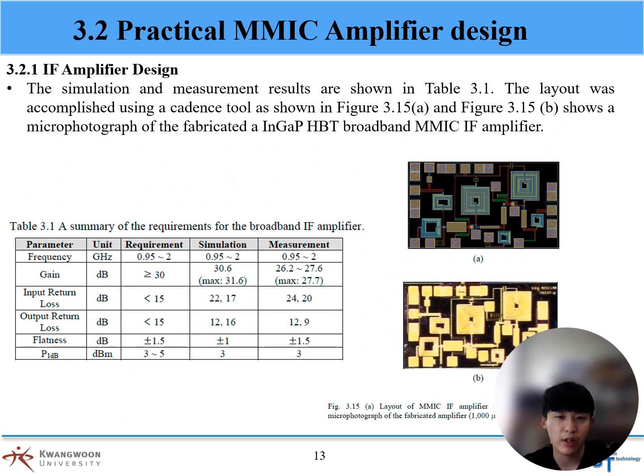The simulation and measurement results are shown in Table 3.1. The layout was accomplished using a Cadence tool as shown in Figure 3.15a, and Figure 3.15b shows a micro photograph of the fabricated InGaP HBT broadband MMIC IF amplifier.